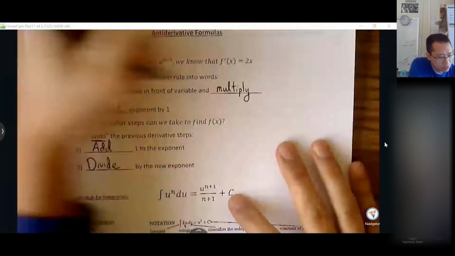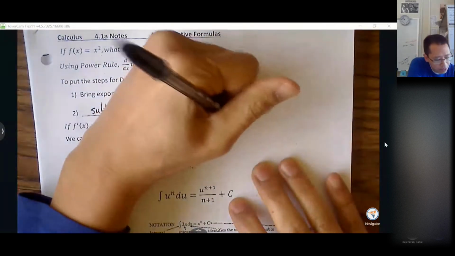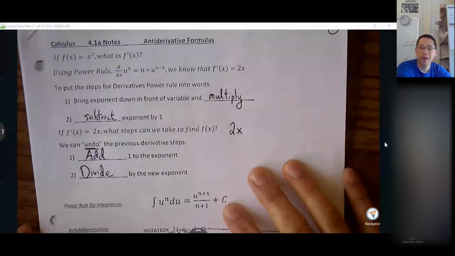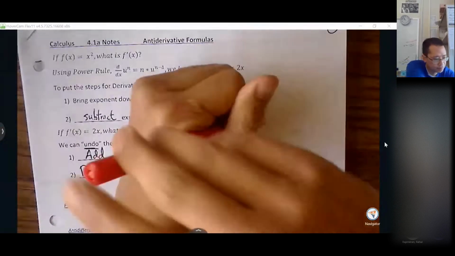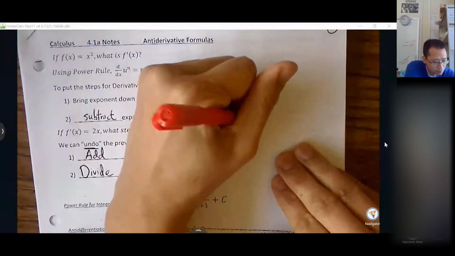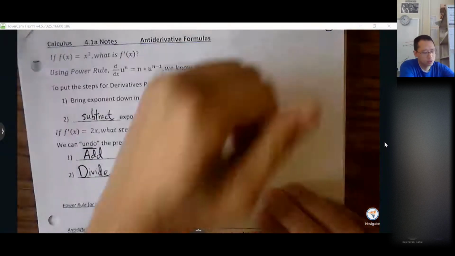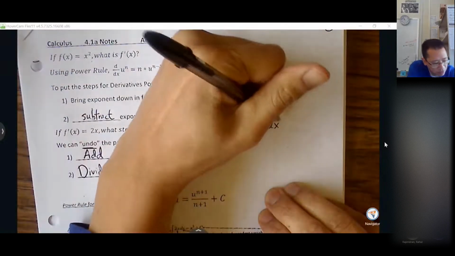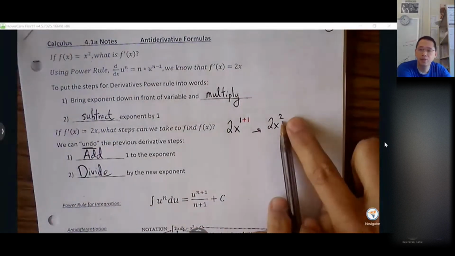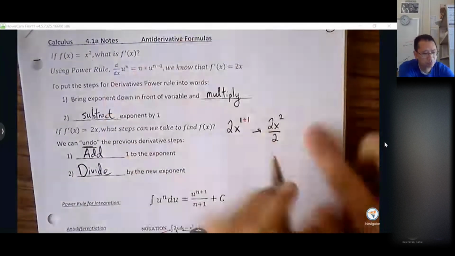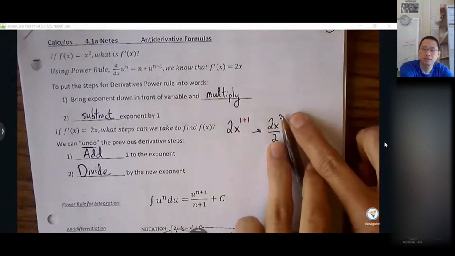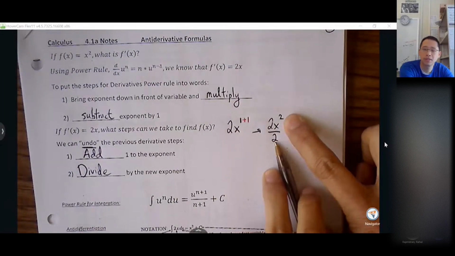So just as a quick example here, if I wanted to bring that 2x back up to x squared, we know we're starting off with 2x to the first power. We're going to add 1 to the exponent, which gets us 2x squared. But then immediately after that, we're going to divide by that new exponent. Right? That exponent is now divided as well.